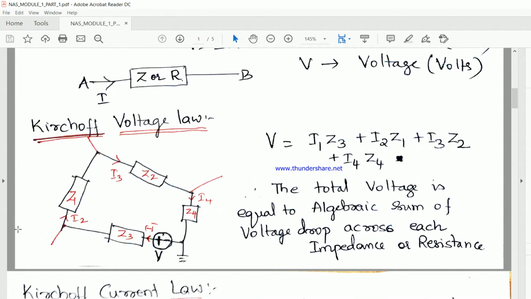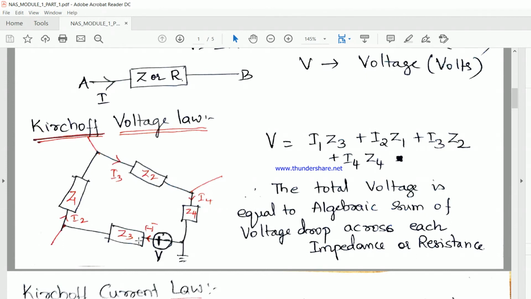Now, if I say the voltage drop across this Z1, you can say that I2 is the current passing through Z1. So I2 into Z1 is the voltage drop across this particular impedance. Similarly, the voltage drop across impedance Z2: the current passing through Z2 is I3, therefore the voltage drop across Z2 would be I3 into Z2. Similarly, you can also write for Z3 and Z4. Wherever you see the current passing through an impedance, multiply current with impedance, and that gives you the voltage drop across that particular component. I hope you got it.